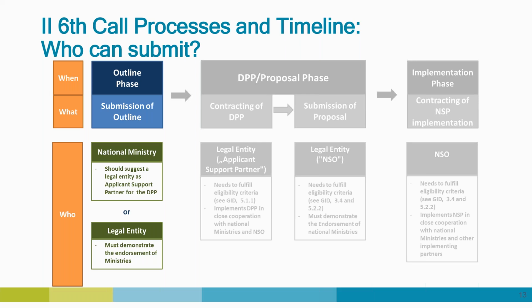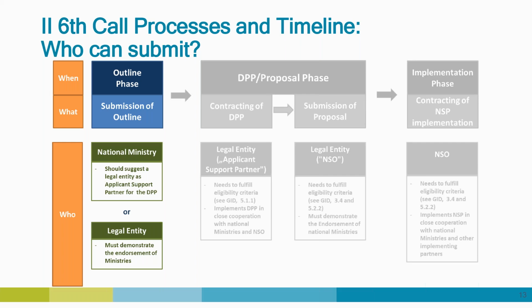Moreover, national ministries should also identify a qualified legal entity as the applicant support partner for contracting the detailed preparation phase. This legal entity is required because the NAMA Facility cannot directly channel its funding to a national ministry. On the other hand, if the applicant is a legal entity, it should demonstrate compliance with the capacity requirements and sufficient endorsements by the national government institutions relevant for project implementation. We would like to encourage you to have a look at section 5.1 of the General Information Document, where we have listed these formal capacity requirements for legal entities.